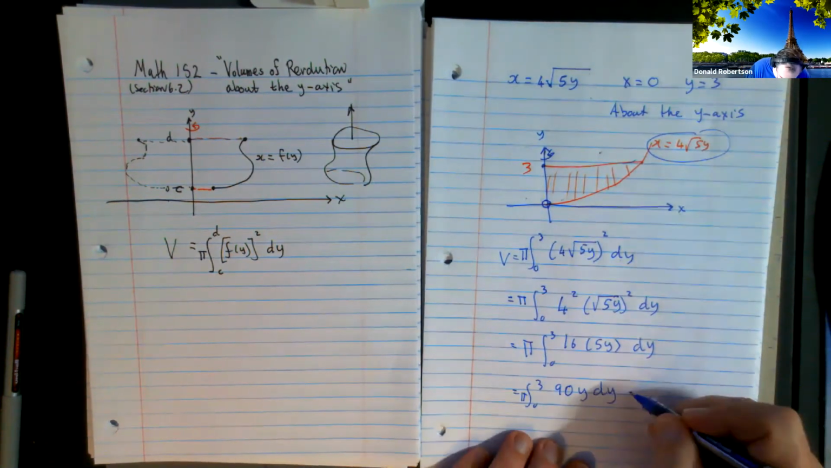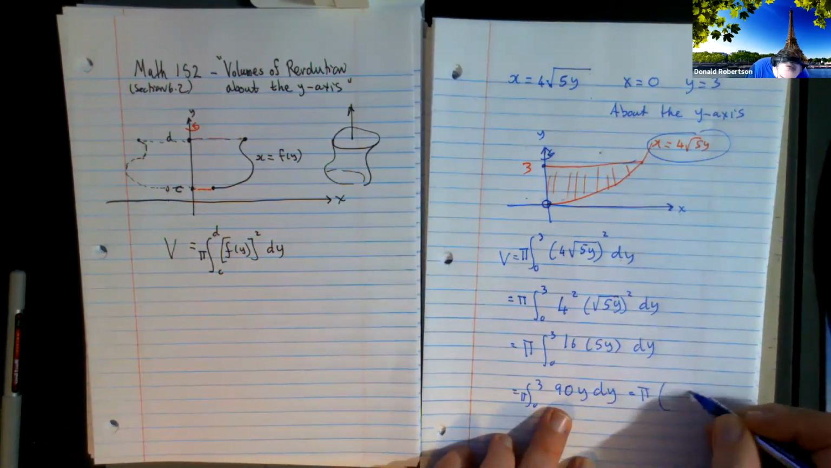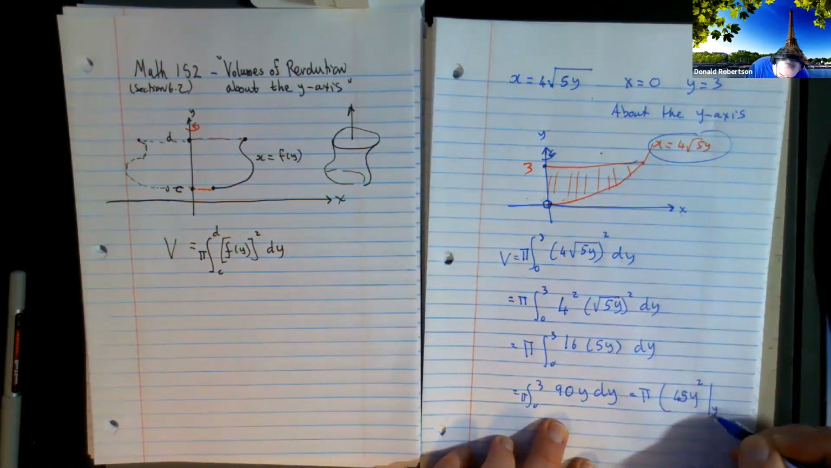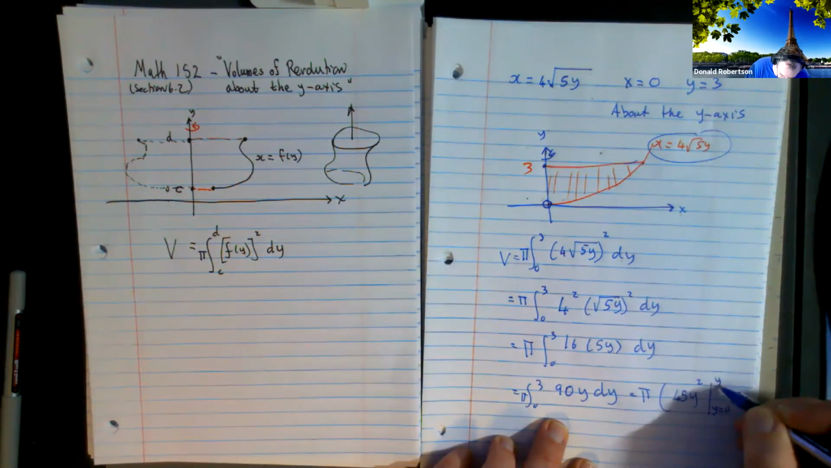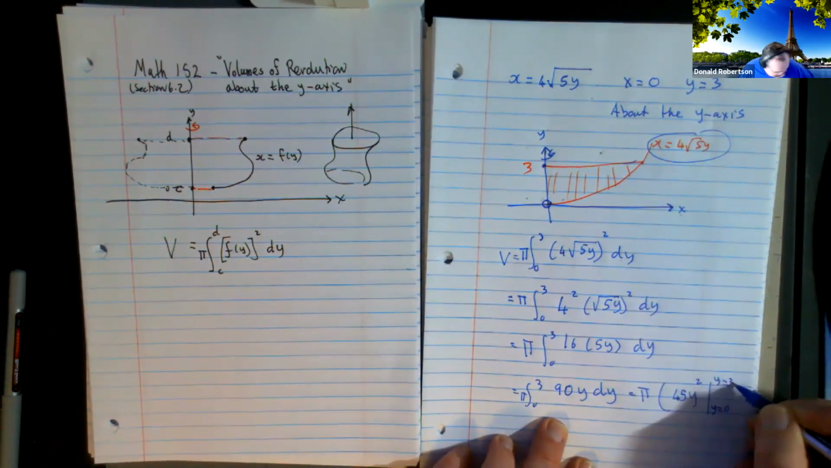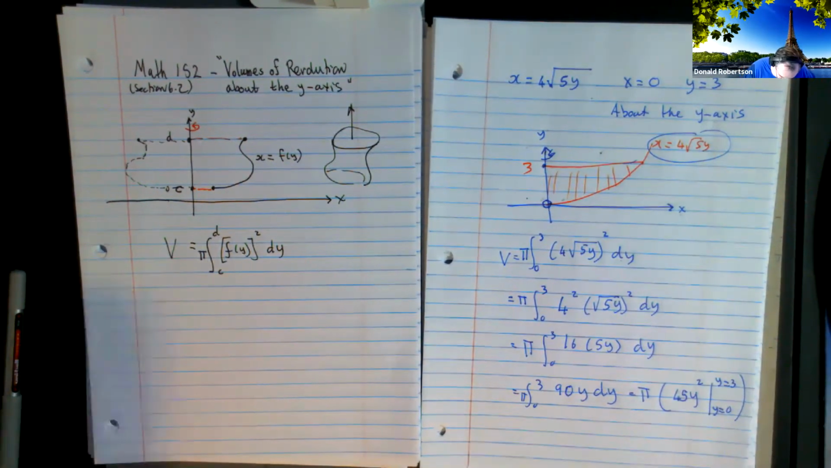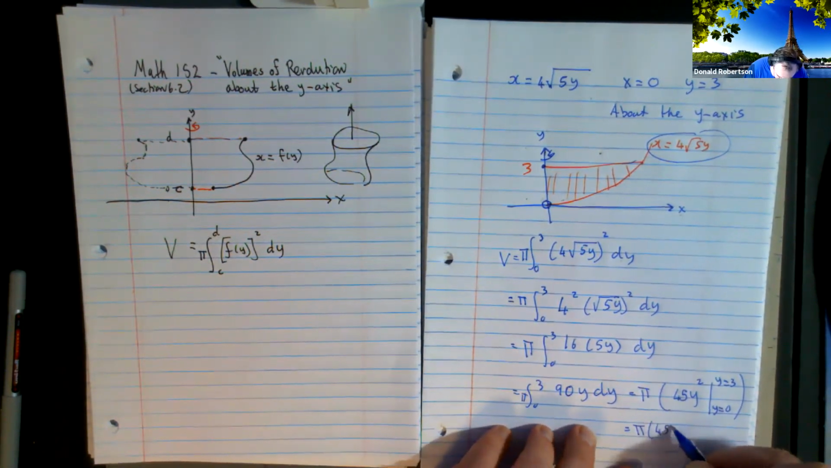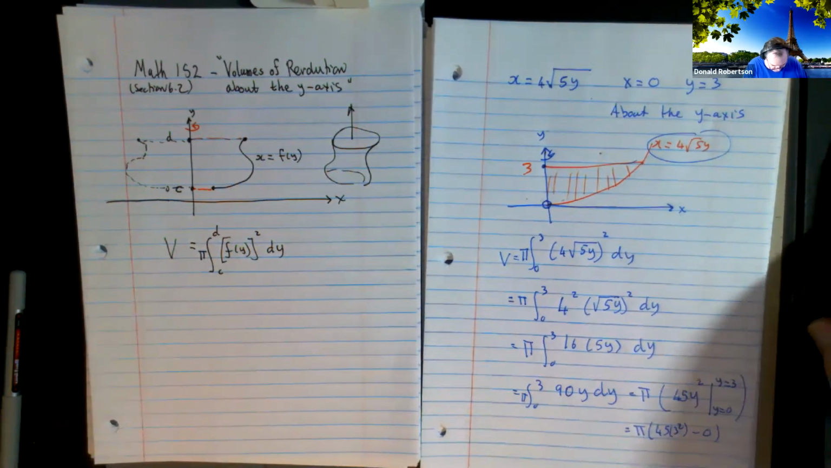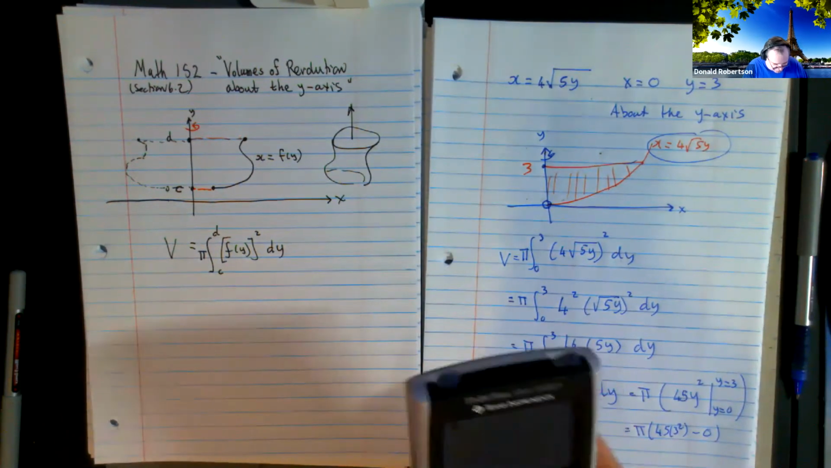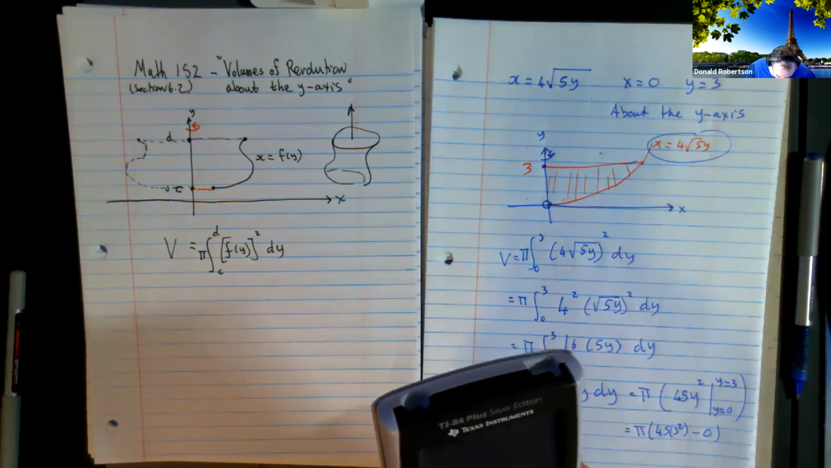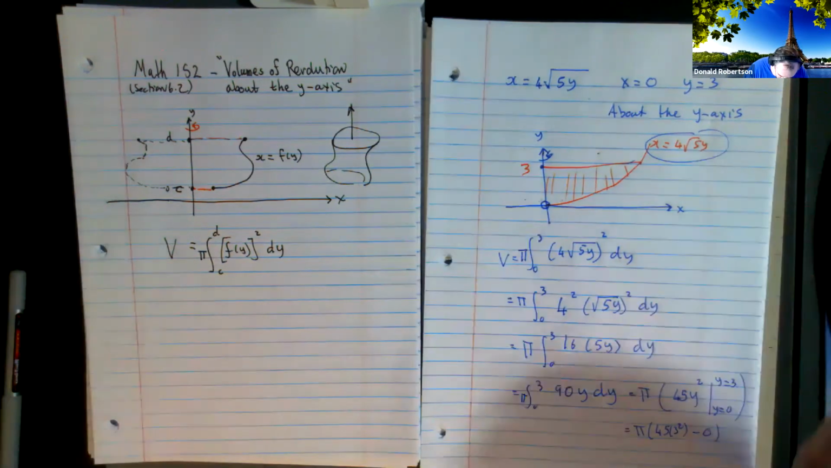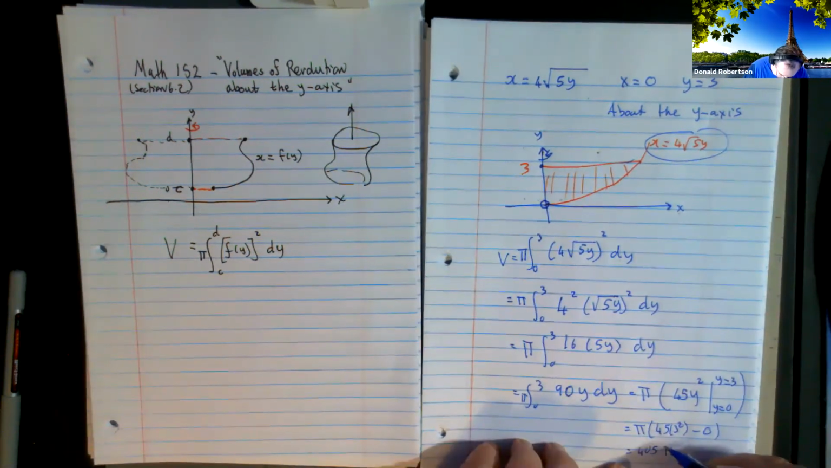And then I can do the power rule. Add 1 to power and divide by the new power. And 45 times 3 squared, take away nothing. So 45 times 9, 405 pi.